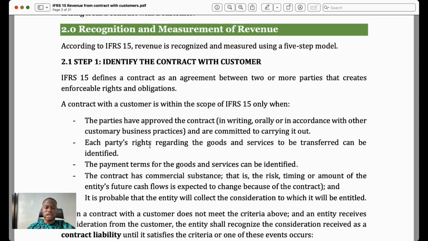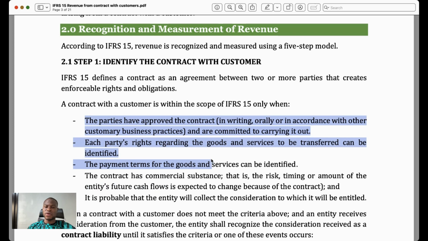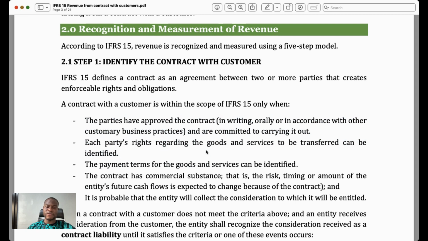Fourth is that the contract must have commercial substance. Commercial substance simply means that there must be a change in the entity's future cash flow, meaning that money must change hands. That's what commercial substance means. And finally, it's probable that the entity will collect the consideration to which it will be entitled. And these are the five criteria for a contract to be in the scope of IFRS 15. So you have to know these five.